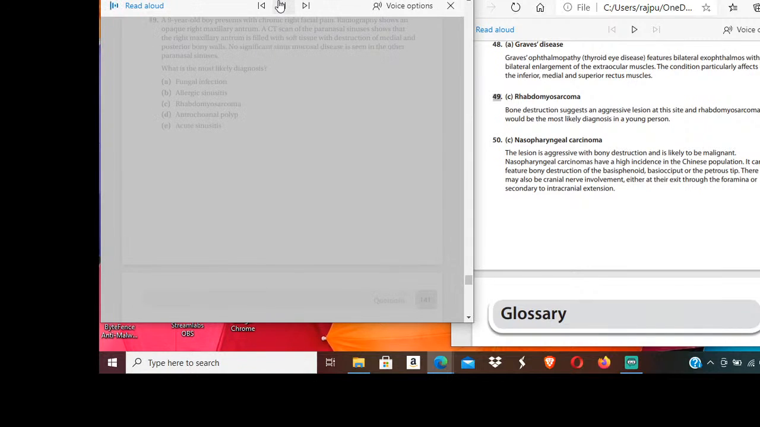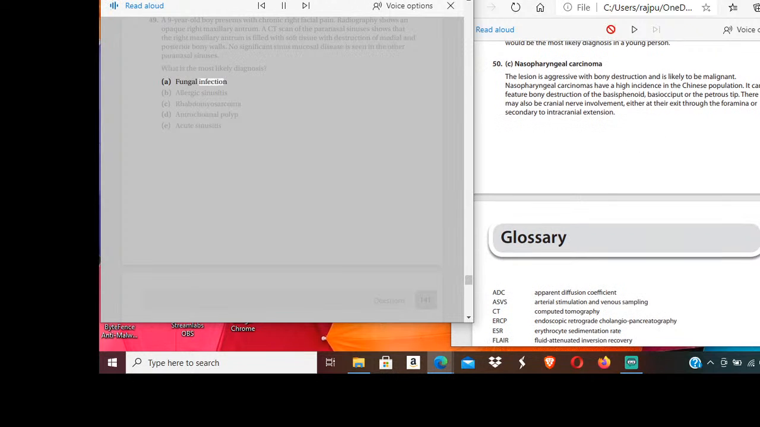A 9-year-old boy presents with chronic right facial pain. Radiography shows an opaque right maxillary antrum. A CT scan of the paranasal sinuses shows that the right maxillary antrum is filled with soft tissue with destruction of medial and posterior bony walls. No significant sinus mucosal disease is seen in the other paranasal sinuses. What is the most likely diagnosis?